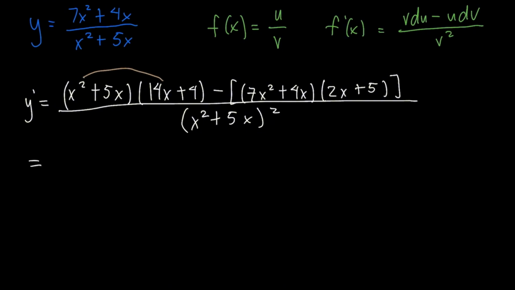So let's distribute x squared. X squared times 14x, that is equal to 14x cubed. Then x squared times 4, that is positive 4x squared. Then let's distribute the 5x. 5x times 14x, that's 5 times 14, that is 70, positive 70x squared. Then 5x times 4, that is 20x.